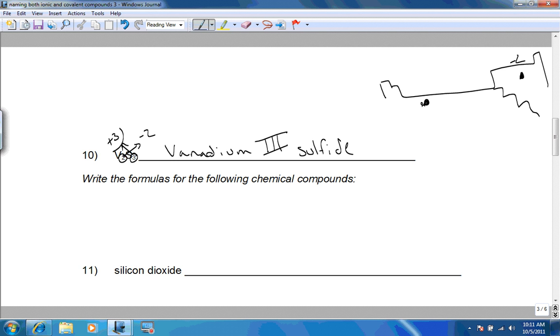Alright, and that is your answers for numbers 1 through 10 of the naming ionic and covalent compounds worksheet number 3.